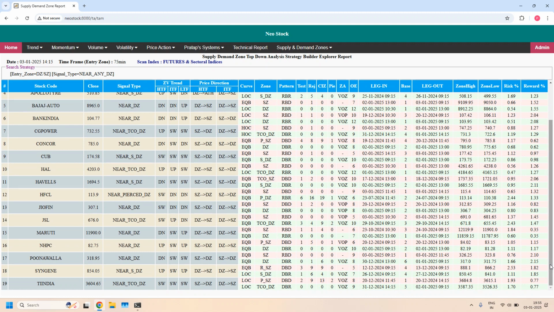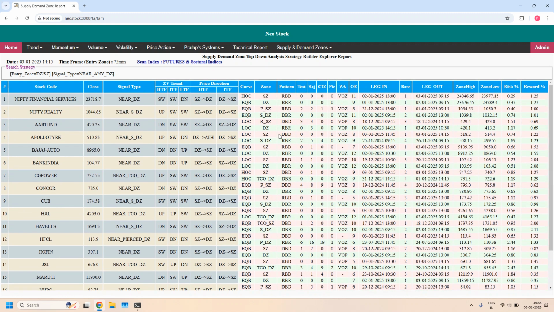Okay. Now let us identify high liquidity zones from this list. 75 minutes demand zones. This is NIFTY reality. We can't use it, it is not part of indices. I mean F&O, it is not in F&O.